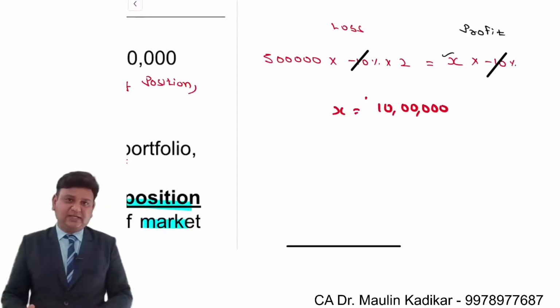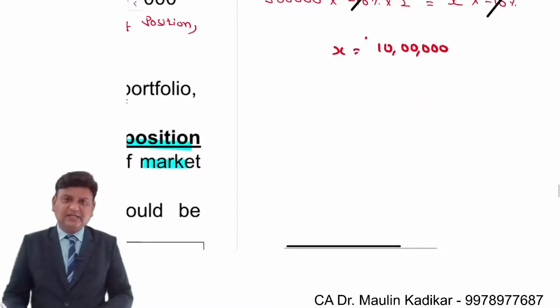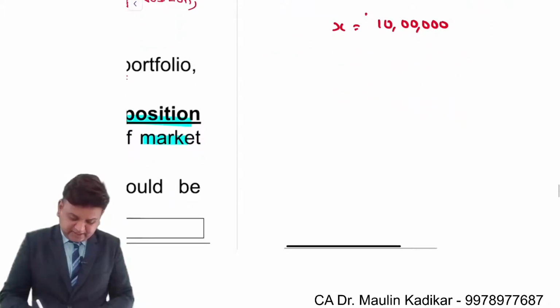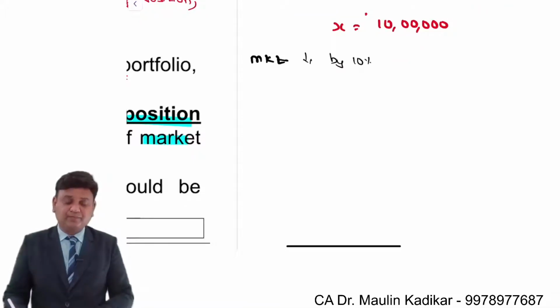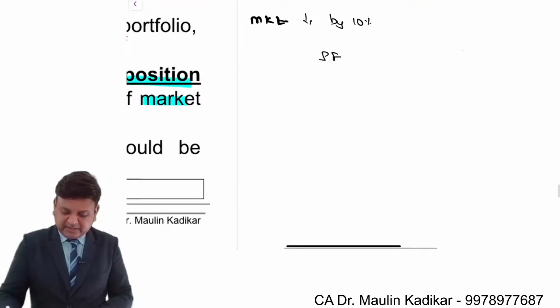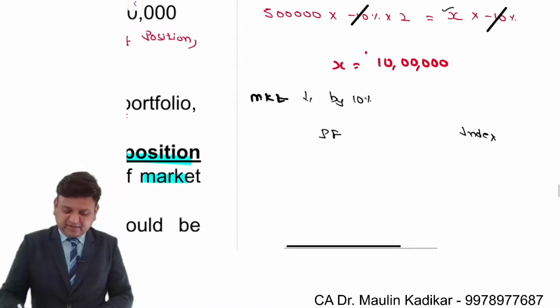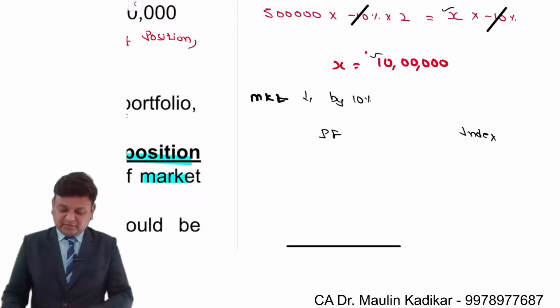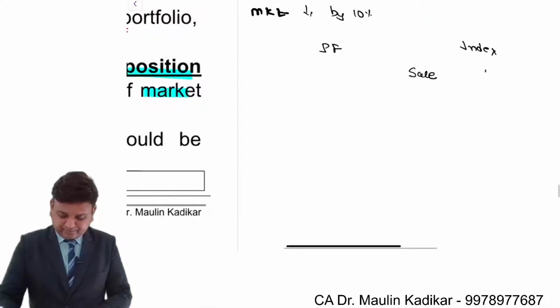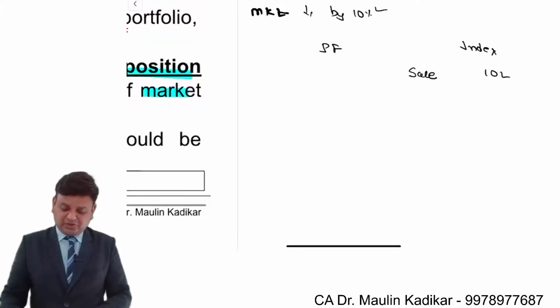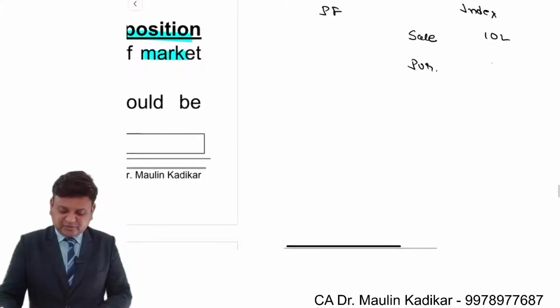Okay, let us have further understanding like this. Let us say that as per our expectation, the market is falling down by 10%. So what will happen to my portfolio and index? I have entered into the transaction for sale of index futures for an amount of 10 lakhs. Market is falling by 10%. So what happens? I will purchase index for rupees 9 lakhs. Why? Because the market has fallen down by 10%. So 10 lakhs minus 10%.